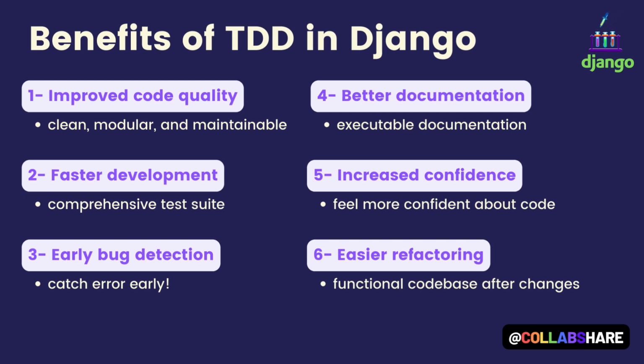And the final benefit is easier refactoring. TDD makes refactoring easier by ensuring that the code base remains functional after changes are made. Developers can confidently make changes to the code base knowing that the test suite will alert them if anything is broken. Overall, TDD can help Django developers create higher quality code more quickly and, of course, with less risk.